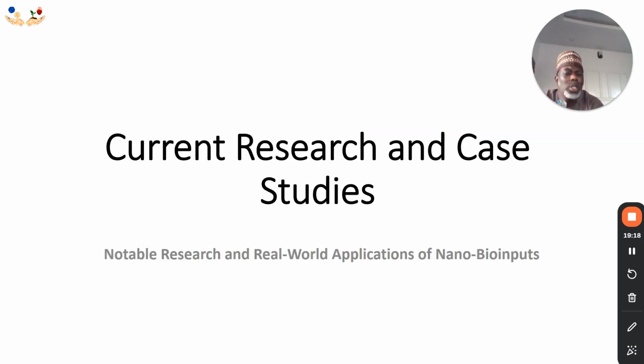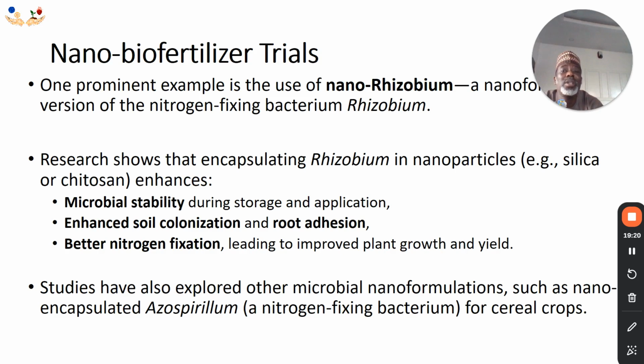So, current research and case studies. Notable research and real-world applications of nano inputs have been performed, like nano fertilizers. One of the prominent examples is the use of nano rhizobium, a nano formulation of nitrogen-fixing bacterium using rhizobium. Research has shown that encapsulation of rhizobium in nanoparticles like silica or chitosan can enable microbial stability during storage and application, enhance soil colonization and root adhesion, and give better nitrogen fixation, which has led to improved plant growth and yield.